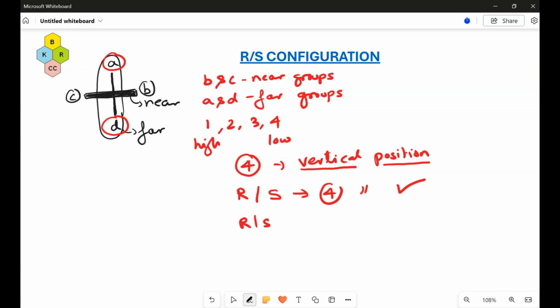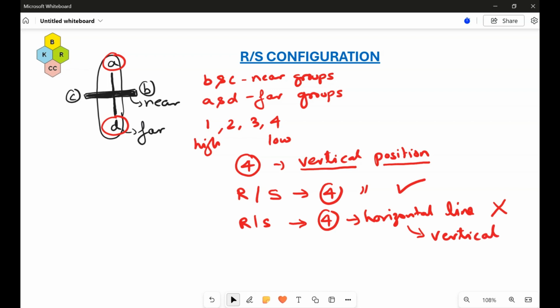But if you are assigning R and S configuration keeping your 4 in the horizontal line, then the configuration is wrong. So what should I do? I should try to change the position of the least priority from horizontal to vertical. That may take some time. So no need of doing all such things.